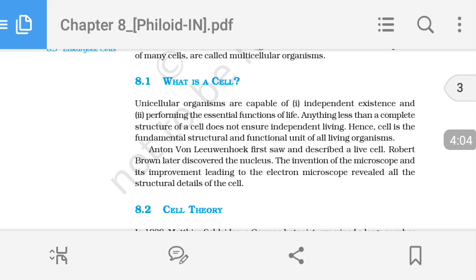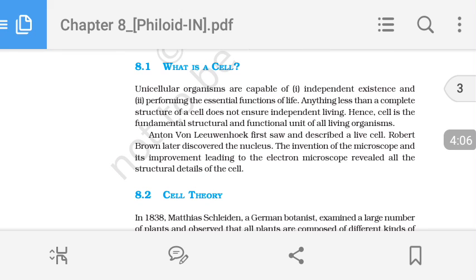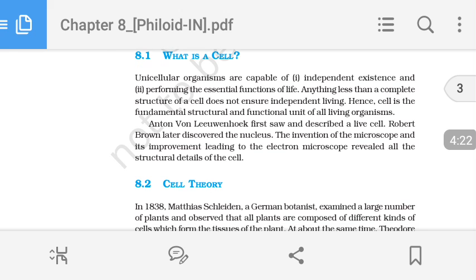Unicellular organisms are capable of independent existence and performing the essential functions of life. Anything less than that, a complete structure of a cell does not ensure independent living. Hence, cell is the fundamental structural and functional unit of all living organisms. This I have told you earlier.